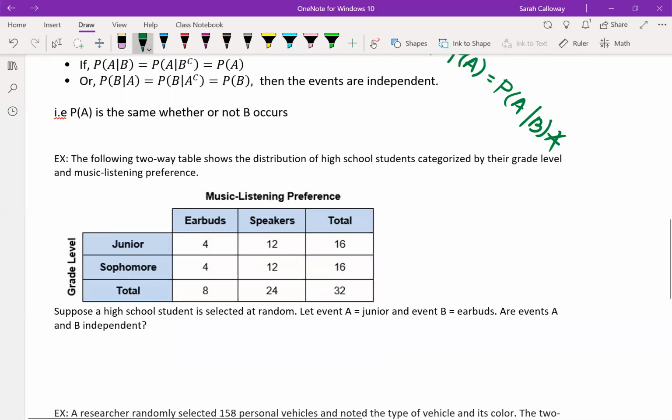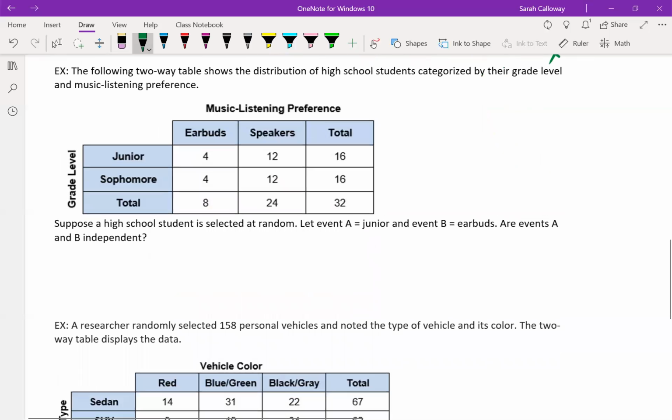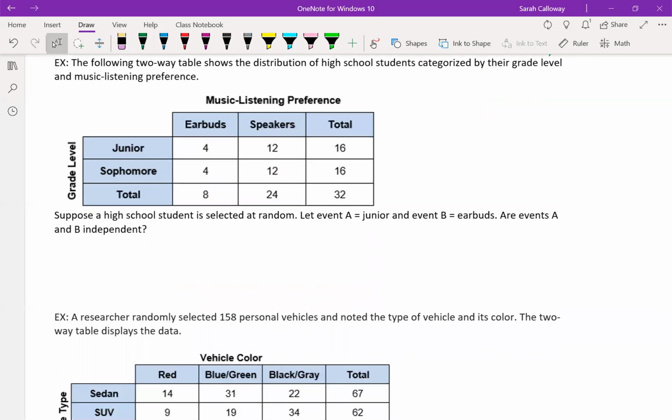So they're giving us what events A and B are. So here's our two-way table of high school students categorized by grade level and music preference. So we have juniors and sophomores, whether they like listening to it in earbuds versus speakers. So suppose a high school student is selected at random. Let the event A equal junior and B equal earbuds. Are events A and B independent?